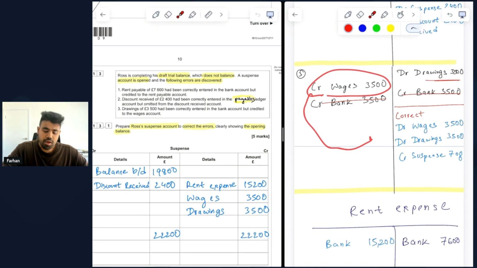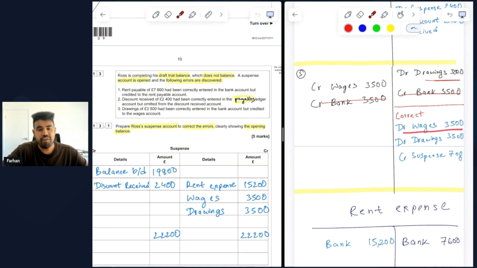Okay, so the way to correct it is we've got to first remove the wages. First of all, if wages are credited here, that means that they're trying to reduce the wages. So which means within the books, we have to do the opposite of the credit, which is to debit wages to reflect the fact that no, there has been no reduction. So we are bringing the balance back to its original value by debiting wages by £3,500.